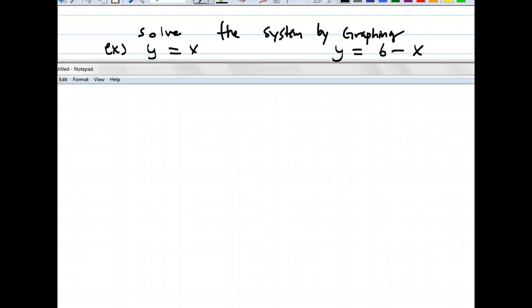Review, isn't it? So here's example 1. Solve the systems by graphing. And here are now 2 equations. You see? Usually we only had 1 equation and so forth. Now we have 2.